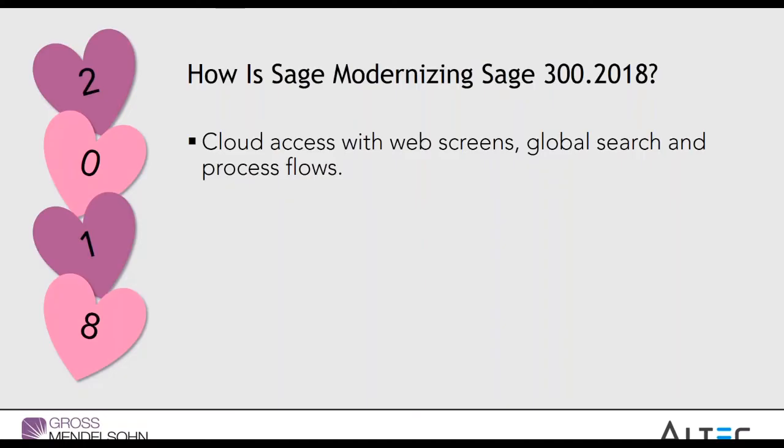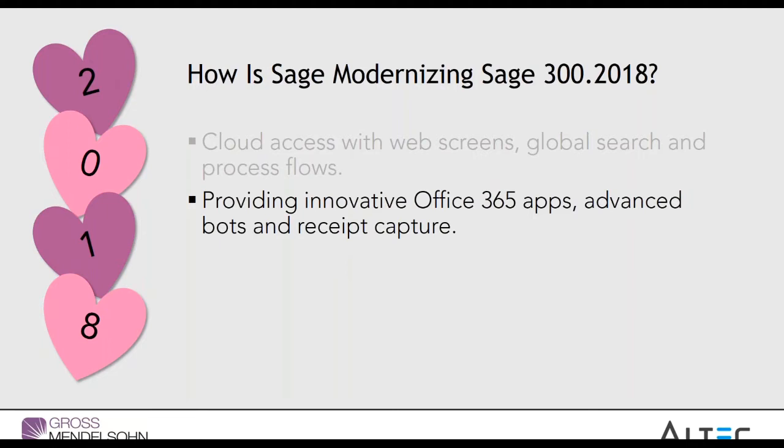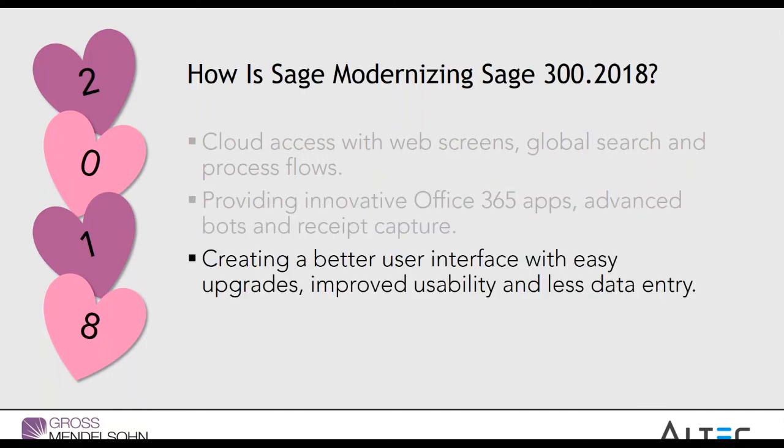All right, so how is Sage modernizing Sage 300? Well, I think the first thing is the cloud access, obviously. Web screens are a big thing now. People want to work from wherever they are, and this cloud is going to allow them to do that. They're also going to build in some more process flows, which really helps to speed up work and make everybody a little bit more efficient. They're going to be providing innovative Office 365 apps, advanced bots, and receipt capture. So it just makes everybody work more efficiently. And I think that's the end goal with any software, especially with an ERP system.